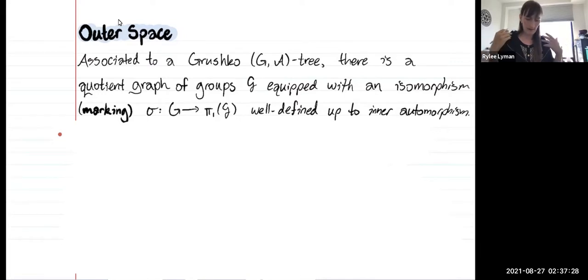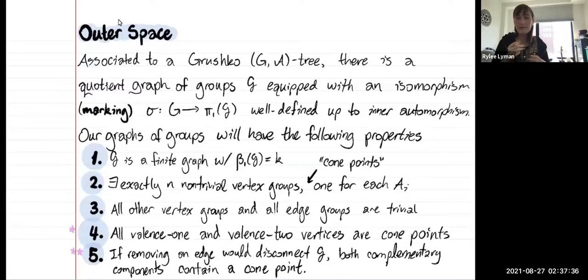So what I'm going to tell you now is some properties of our graph of groups. They basically follow immediately from our assumption that we have a Grushko G-A tree and we're taking the quotient. So the first is that our graph of groups is a finite graph and its first Betti number is k. So the rank of its fundamental group as an ordinary graph is k. So we're really seeing our free group of rank k showing up here. There exist exactly n non-trivial vertex groups, which I'm going to call cone points, just so I don't have to say "vertex with non-trivial vertex group," one for each of the A_i. So each A_i is showing up as one of my cone points, and that's all of the vertices with non-trivial vertex group. So all of the other vertex groups and all of my edge groups are trivial. And so those are given for free.